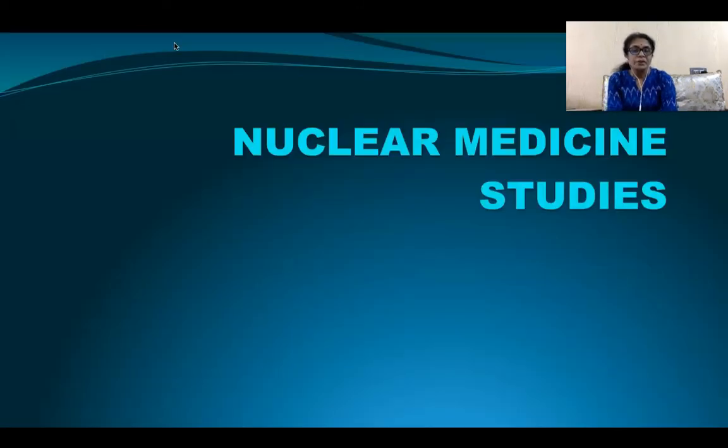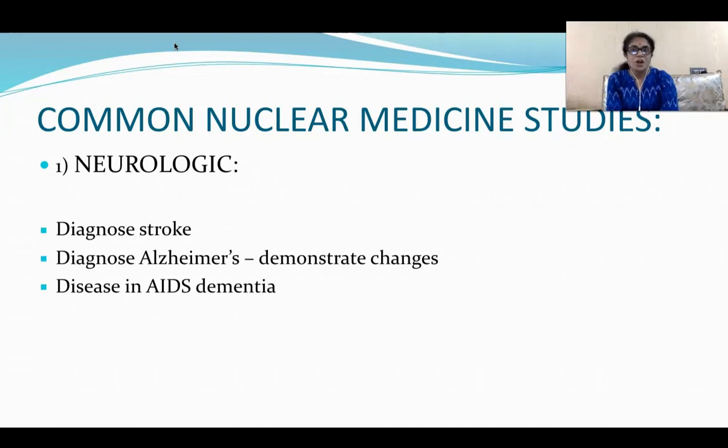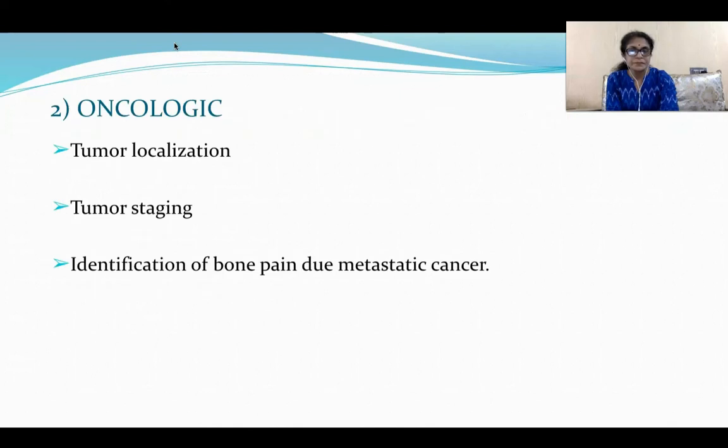Some nuclear medicine studies are neurologic, that is, to diagnose stroke and Alzheimer's. We can see and demonstrate the changes in the brain. Disease, AIDS dementia. Oncologic: tumor localization can be done. Tumor staging can be done. Identification of bone pain due to metastatic cancer.